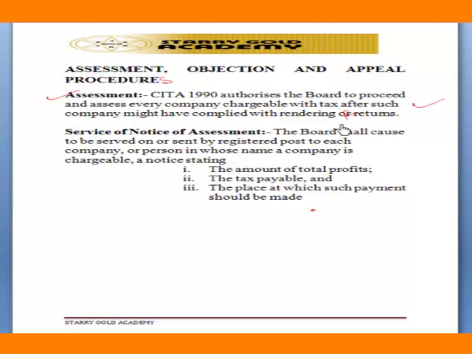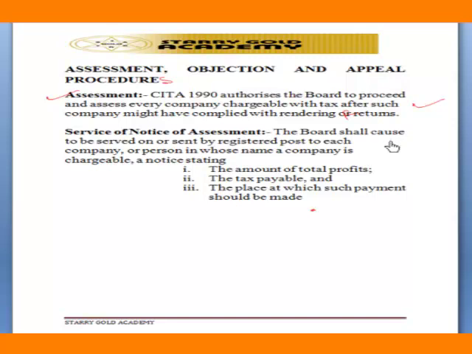Now, after that, the next step is that the taxpayer will be served a notice of assessment. What did I say? A notice of assessment. The assessment has been done. The board has done the assessment. You now have to serve a notice of assessment to the taxpayer, to let him know what he is supposed to pay.